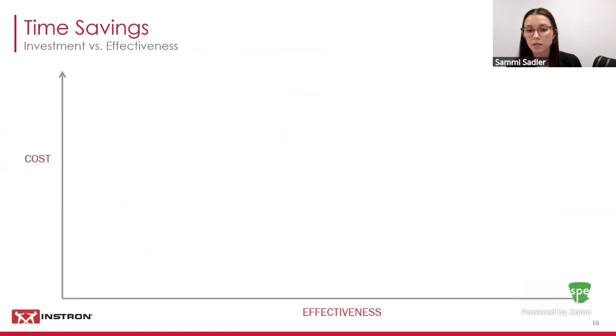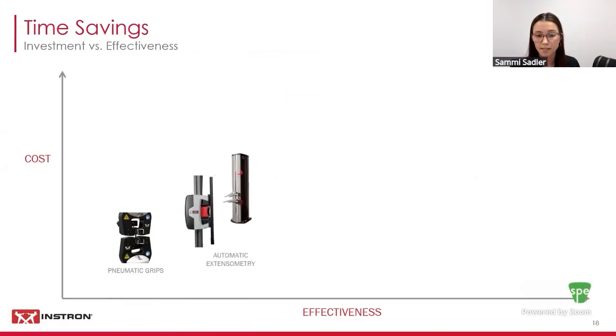From reviewing our ISO 527-2 time-saving studies, there are a few significant things that can be done to decrease our testing time. So looking at our cost versus effectiveness graph, which is similar to our last section, we can see that adding pneumatic grips can add a lot more efficiency to our test time, specifically with specimen stops as well. And then also investing in an automatic extensometer will result in time savings while also producing a lot more repeatability within the data.